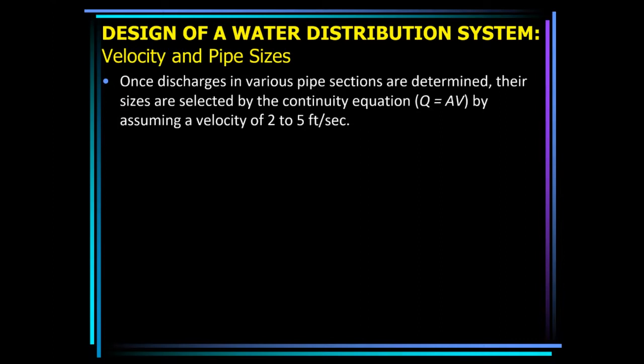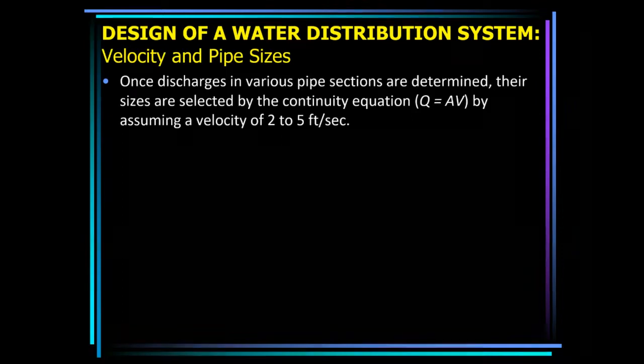What is 2 to 5 feet per second in meters? That's like 0.6 to 1.5 meter per second.